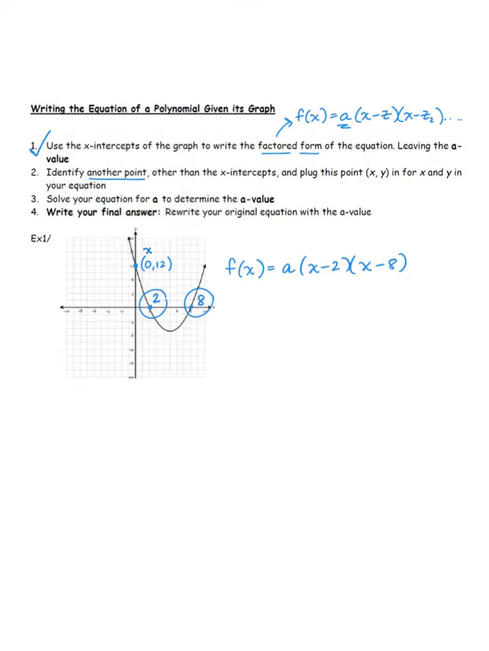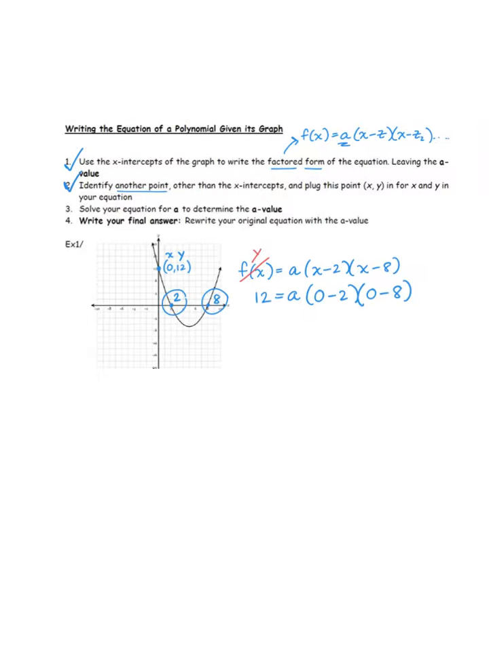0 is my x-coordinate, 12 is my y-coordinate, and I'm going to replace x and y in my equation with 0 and 12. One thing to remember, f of x is just a fancy way of writing y, okay? So remember that f of x is the same as y. So I'm going to replace f of x with 12, my y-coordinate. I'm going to replace x with 0. 0 minus 2, I have to replace it twice. 0 minus 8. That is step 2. I finished it.